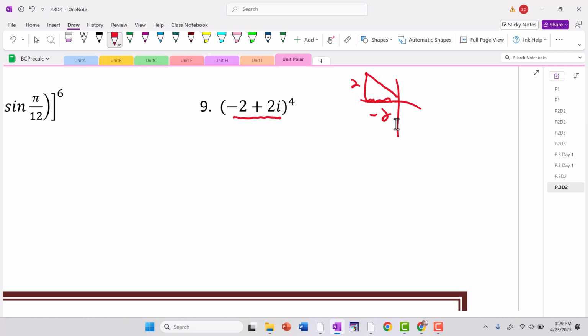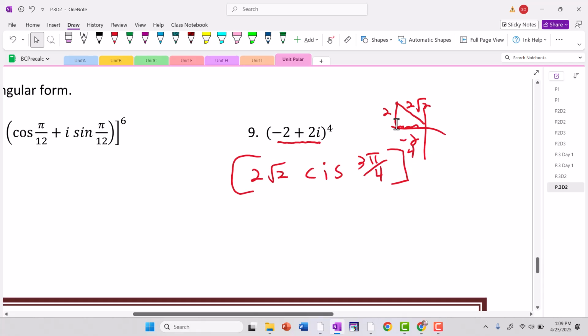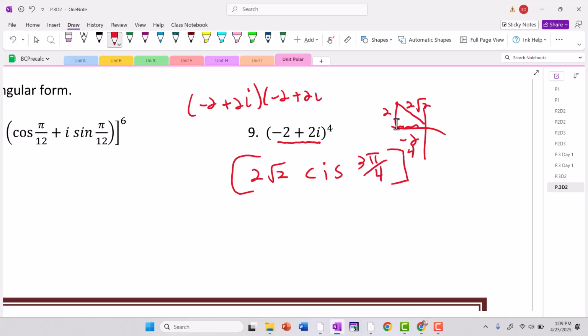A root 2. So it's 2 root 2. And then what's that angle measure? It's definitely a 45. So it's 3 pi over 4, right? And then this is now raised to the 4th. Oh, you know what this replaces? This replaces negative 2 plus 2i times negative 2 plus 2i times negative 2 plus 2i times negative 2 plus 2i.